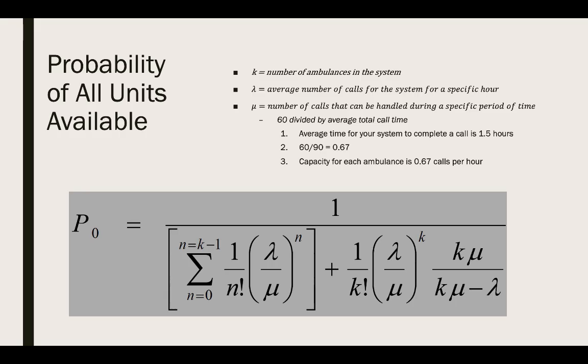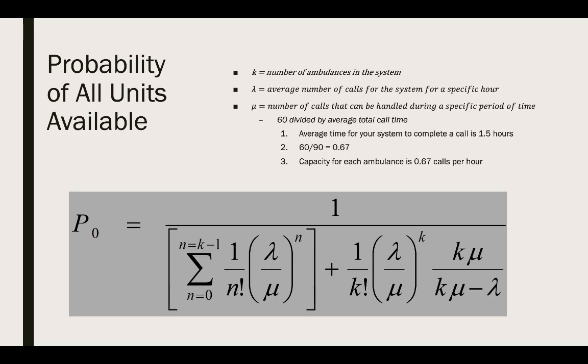We've got 3 variables that we need to input. We've got K, which is the number of ambulances in my system. We've got lambda, which is the average number of calls for that hour. We've already defined lambda, or played with lambda, in that previous calculation, so we're familiar with that. And then adding a third one, we've got mu, which is the number of calls that can be handled during a specific period of time.